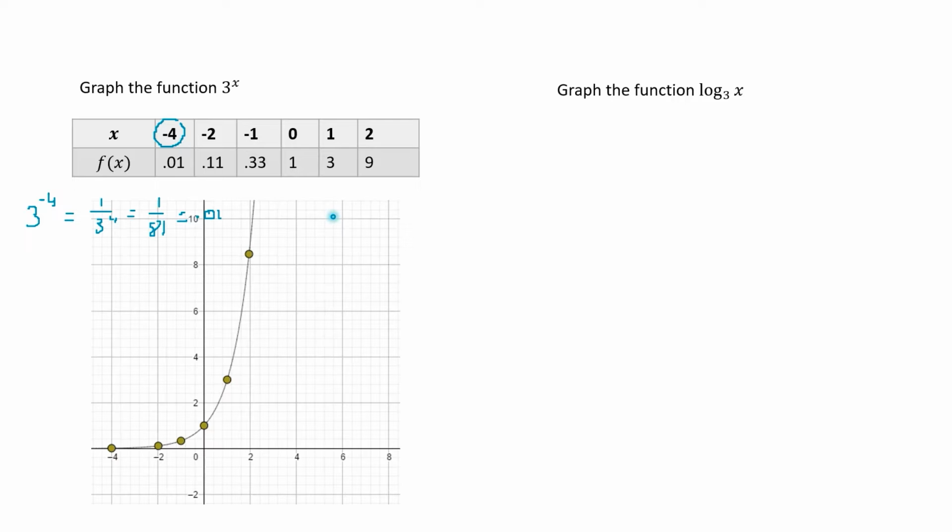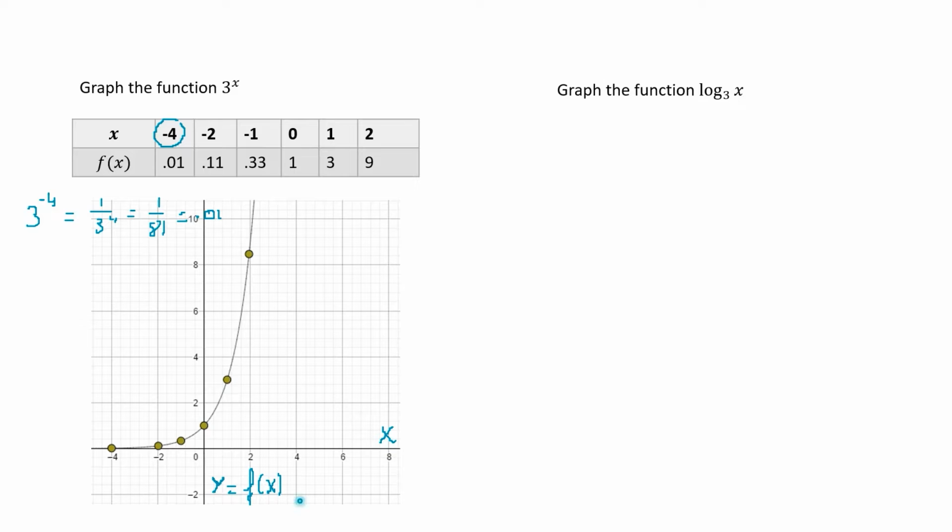I can now graph my function. I've done that here very quickly. I've taken a snippet from GeoGebra. So here are the different points on this curve. We have the point -4 and 0.01. Now notice it's very, very close to my y-axis. Let me just mark in my x-axis here. And obviously then we have our y-axis as well. And remember, my y-axis is sometimes also referred to as f of x.